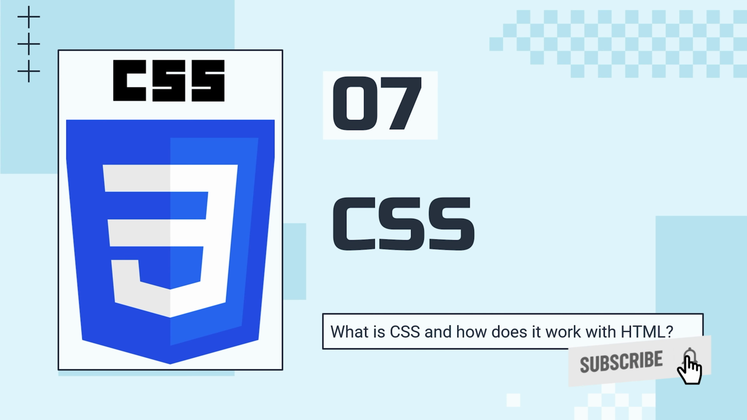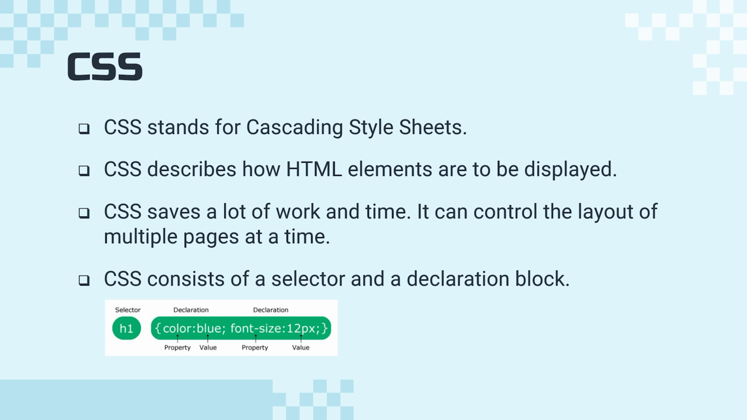In today's video, we're going to discuss CSS. We're going to talk about what CSS is, how to use it, and how it works with HTML. CSS stands for Cascading Style Sheet. Now, the word cascading in this context means anytime you apply a style to a parent, it is inherited by its children unless specified. CSS describes how HTML elements are to be displayed.